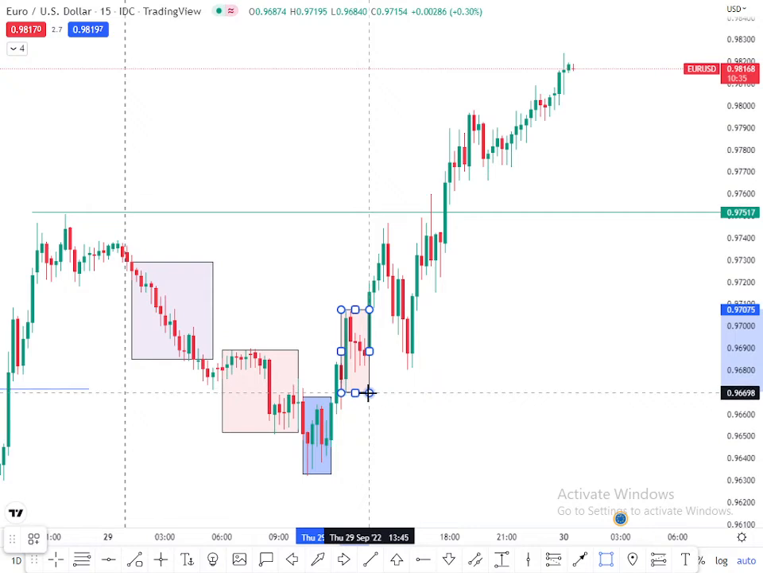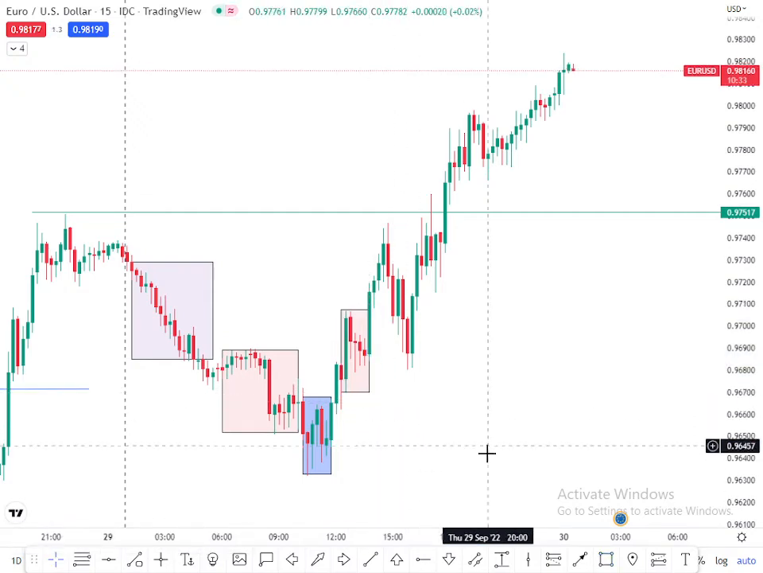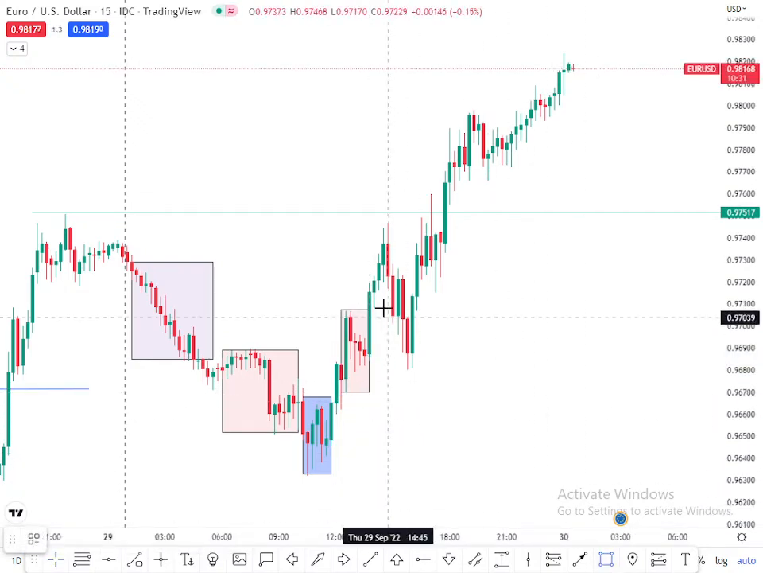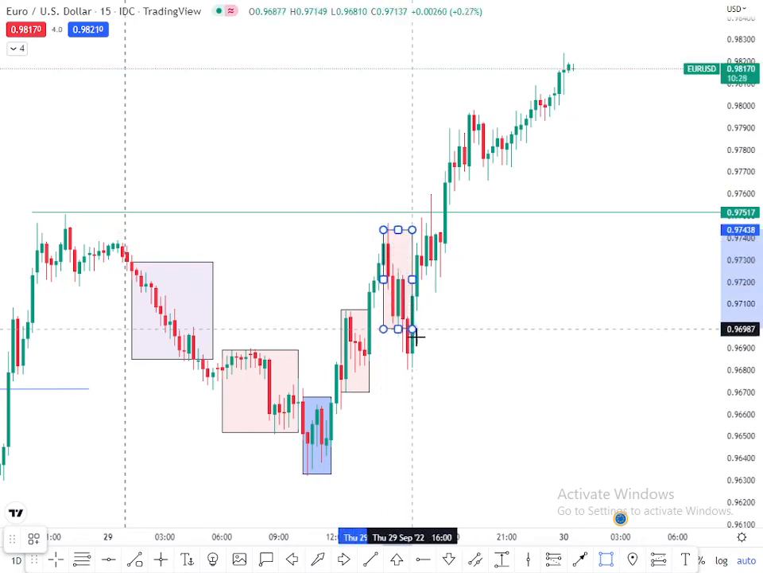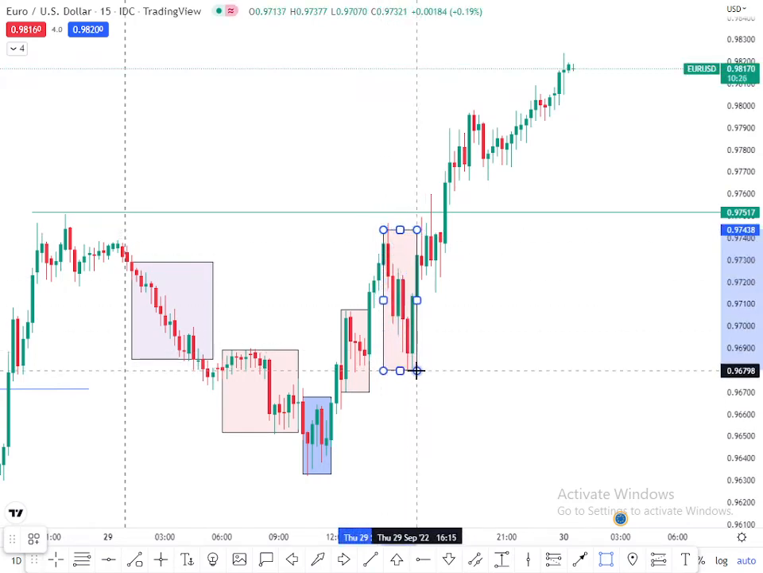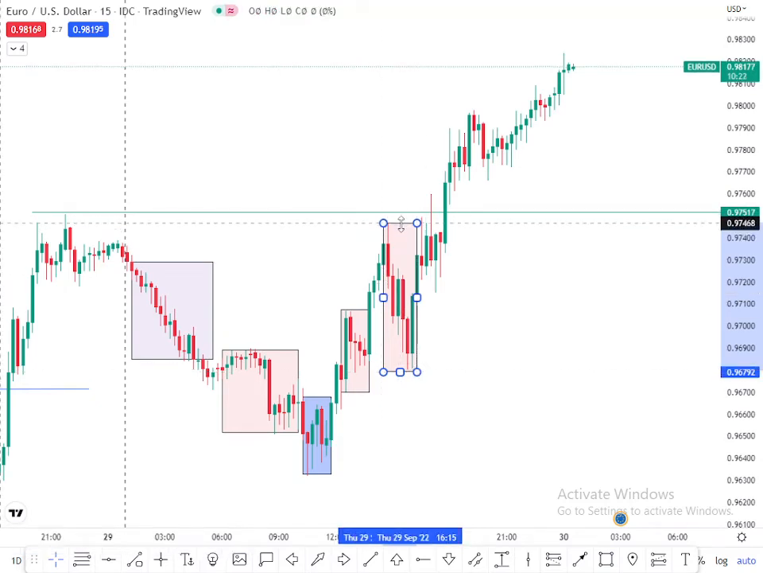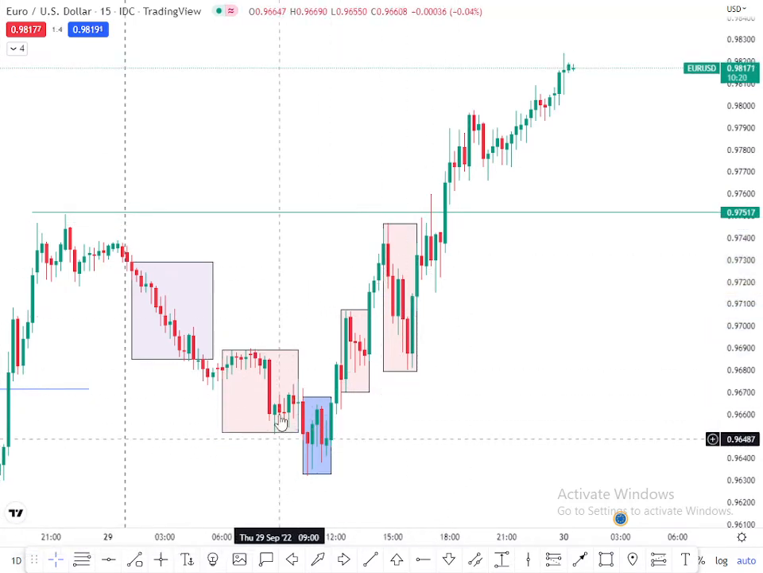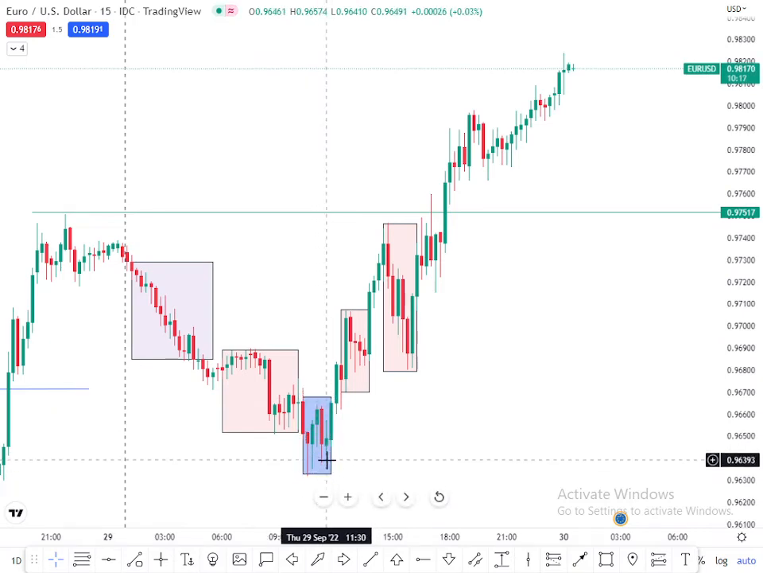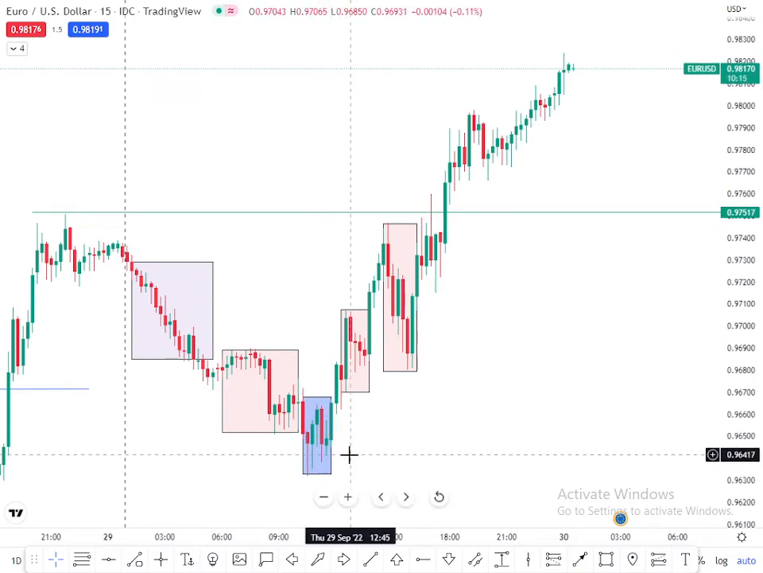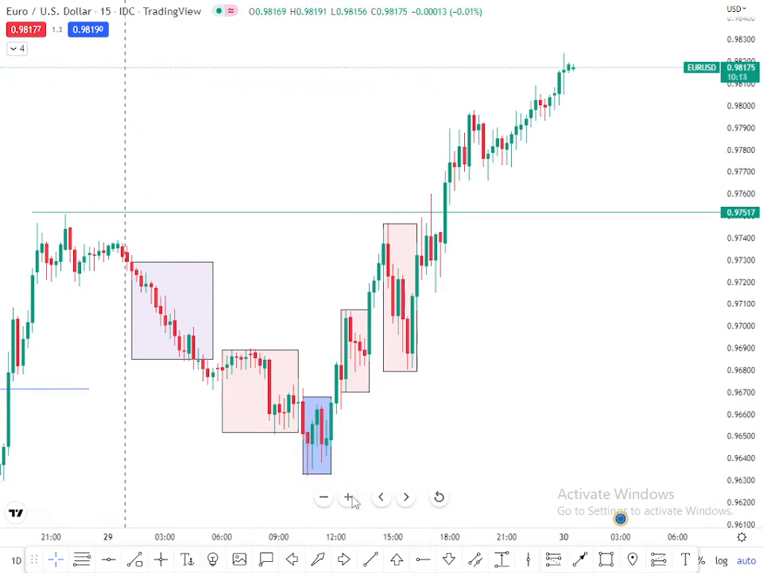and this is typically what ICT states in terms of IPDA, right? The consolidation movement. After that, we get the expansion. After that, we get reversal or a retracement. All these things, right? So from here, there's something that ICT normally states in terms of SMT.